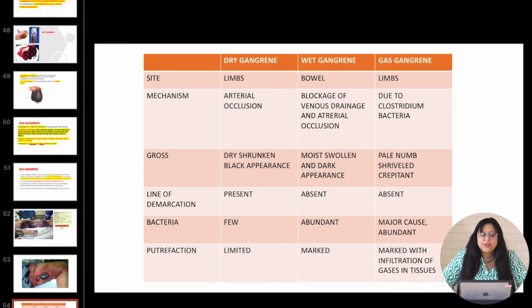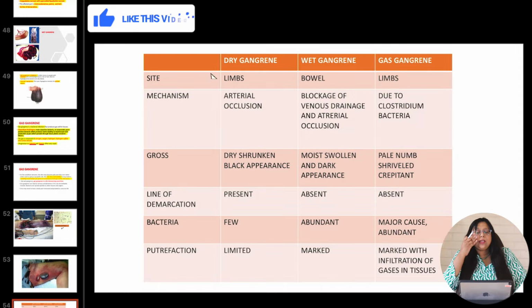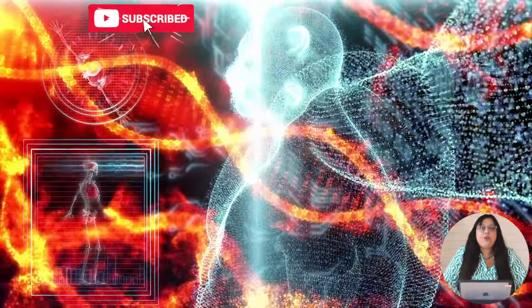And putrefaction is limited in dry gangrene. However, because of a lot of bacteria in wet gangrene, the putrefaction here is marked. And in gas gangrene, because there is infiltration of gases in the tissue, there will be marked putrefaction. So let me summarize this once again for you all.